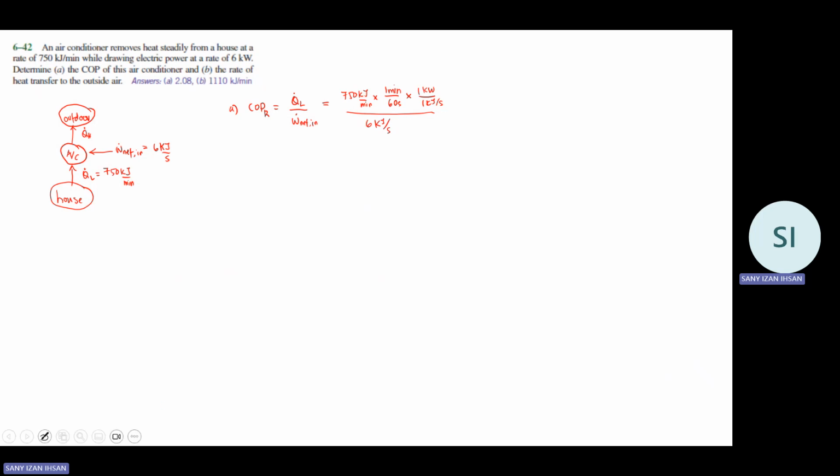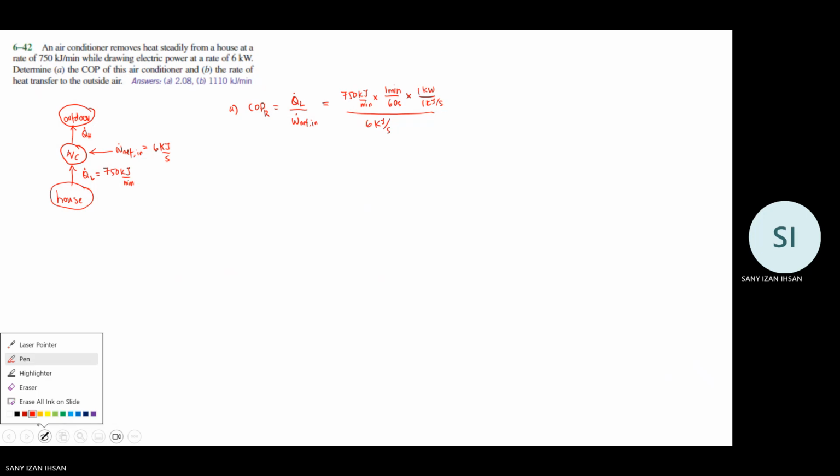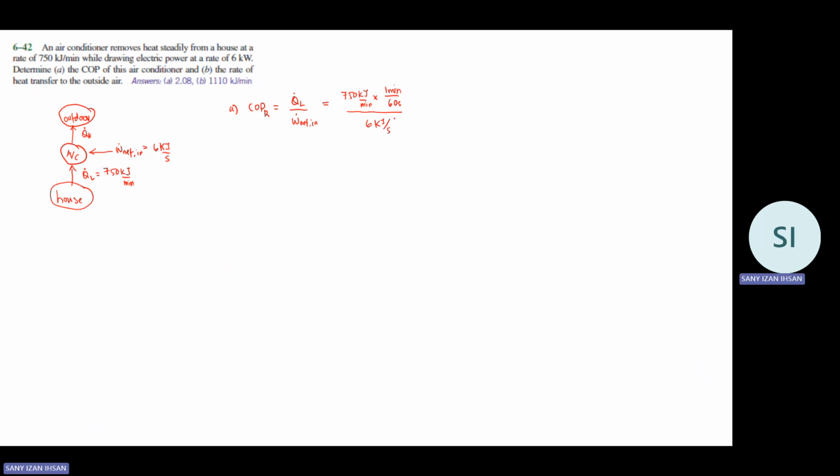Yeah, I don't think that we need that part. Hold on. Let me just erase. We can erase this. Okay, so we will end up with kilojoule per second. Okay, that is sufficient. And if you do this calculation, it turns out to be 2.08. Okay, that is the coefficient of performance for the refrigeration system.